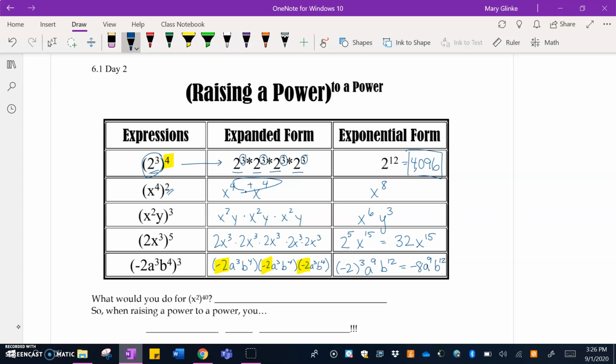And you might be saying, well, okay, that's a little bit annoying. Looking at this next one, x squared to the 40th power, I don't want to write that out 40 times. That's going to just take forever. So isn't there a shorter way? And there is. There's a shorter way.